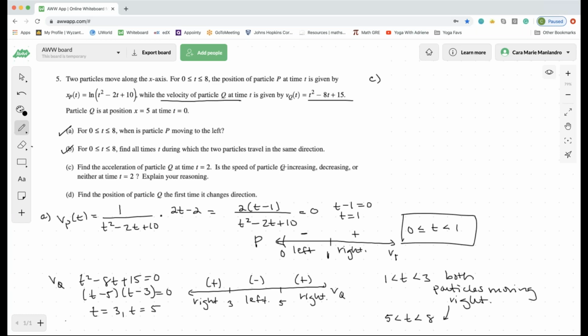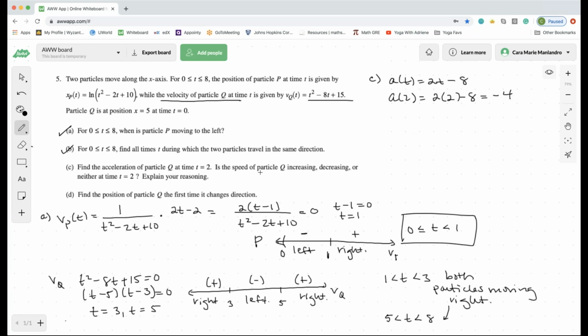Part C. Find the acceleration of the particle at t equals 2. So acceleration is the derivative of velocity. So I just have to take the derivative of this guy. So acceleration is 2t minus 8, just using the power rule. And then a of 2 is 2 times 2 minus 8, which is negative 4.